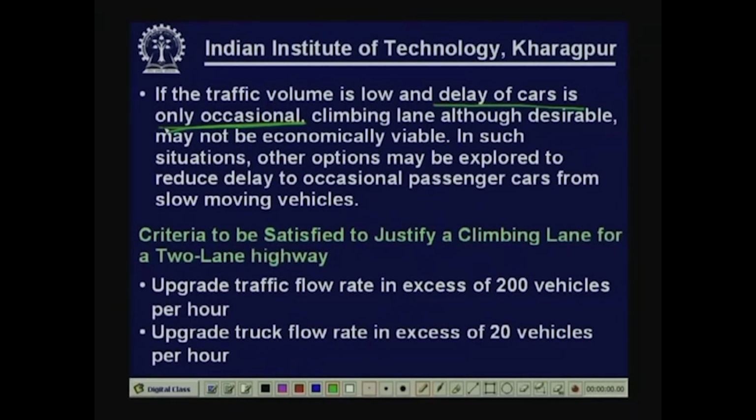Under those circumstances, a climbing lane also may be desirable, but it may not be economically viable, or economically acceptable. In such situations, one should explore the other options for improving the passing opportunities. We shall also come back to that part and discuss various methods.